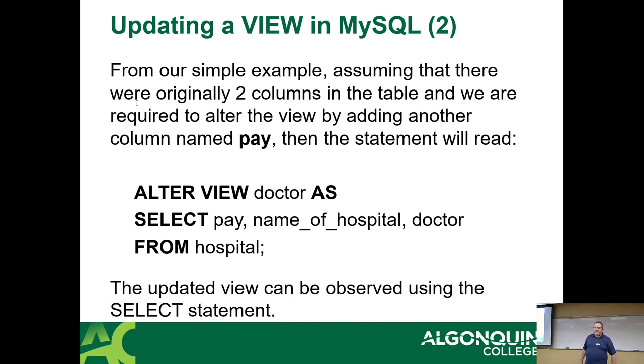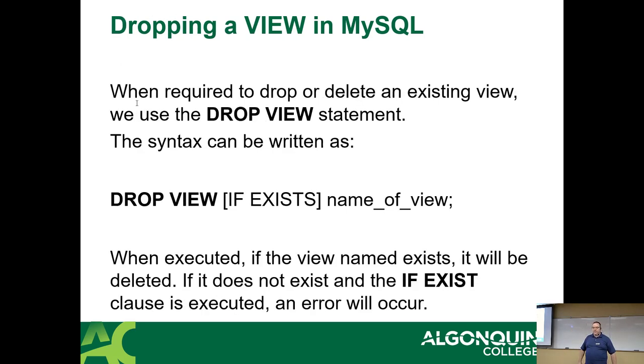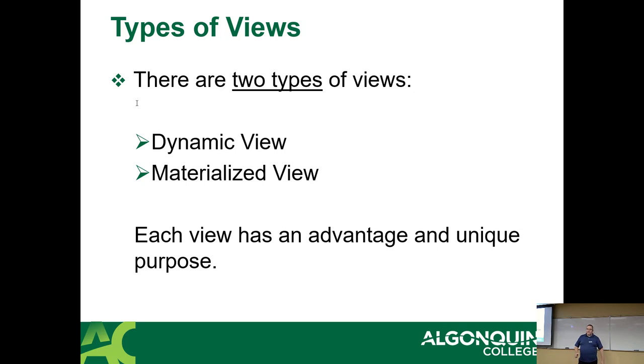Now this is just altering a view. If you want to get rid of a view, it's drop view. You can put in if exists. That means that if you drop it and it doesn't exist, it won't give you an error. So drop it if it exists. If it doesn't exist, pretend it dropped anyways. And you give it the name of the view, and it's gone. So when I said that's all there is to views, that's the basics of creating views.